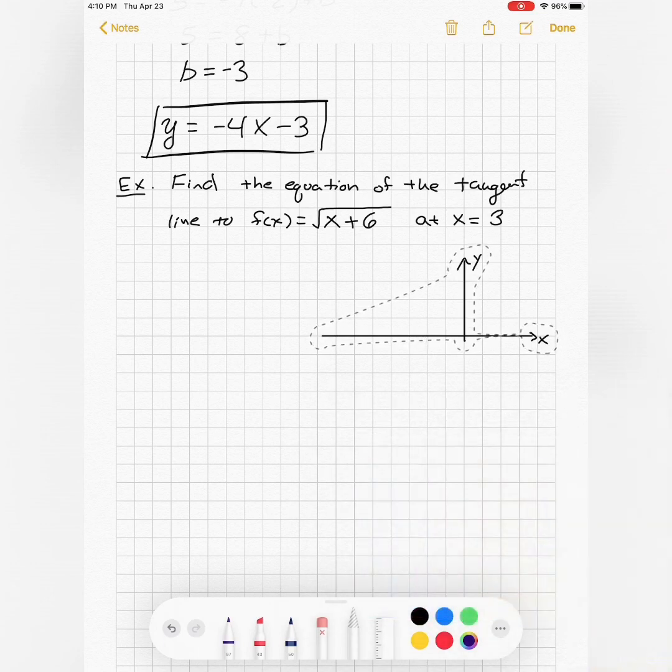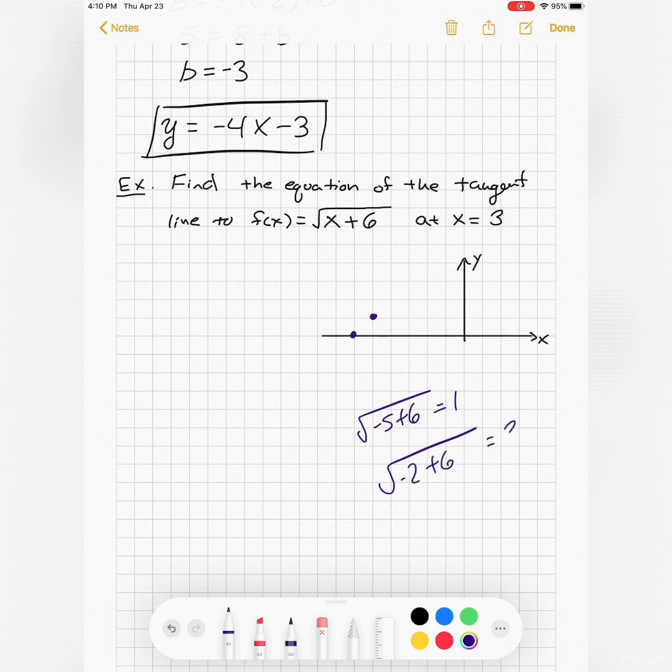Okay, let me try again. So I'm going to have negative 6, 0. Let's see, negative 5, 1. Let's see, negative 2, 2. What's the next one? 3, 3. There's my root function.